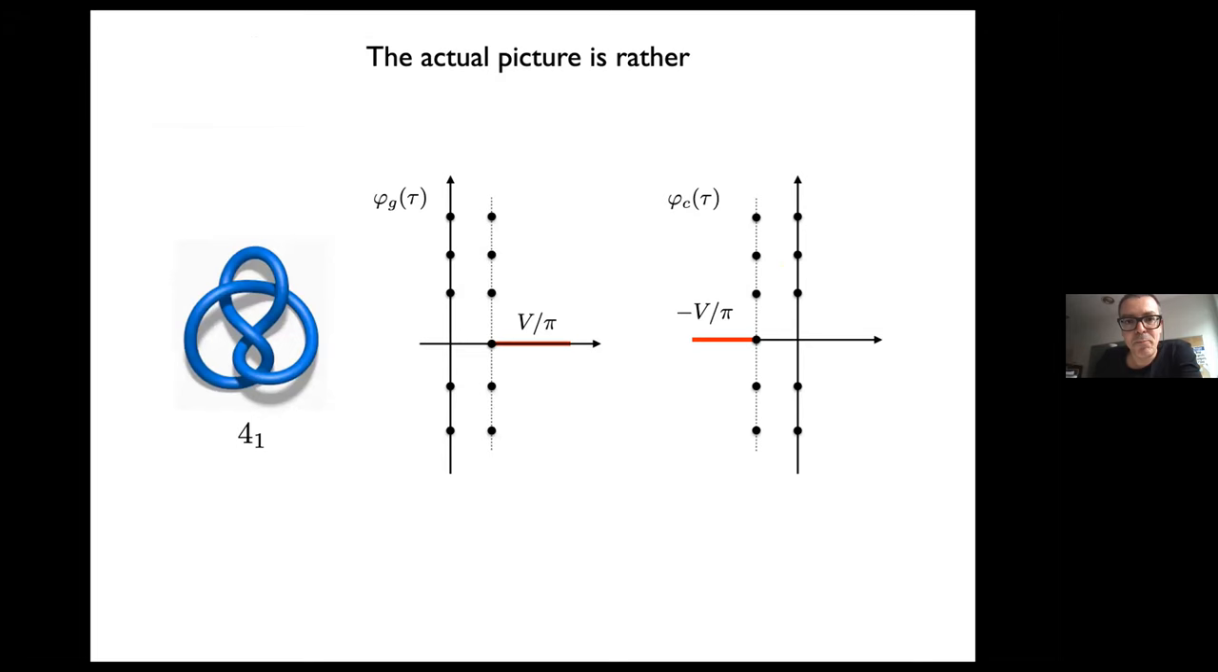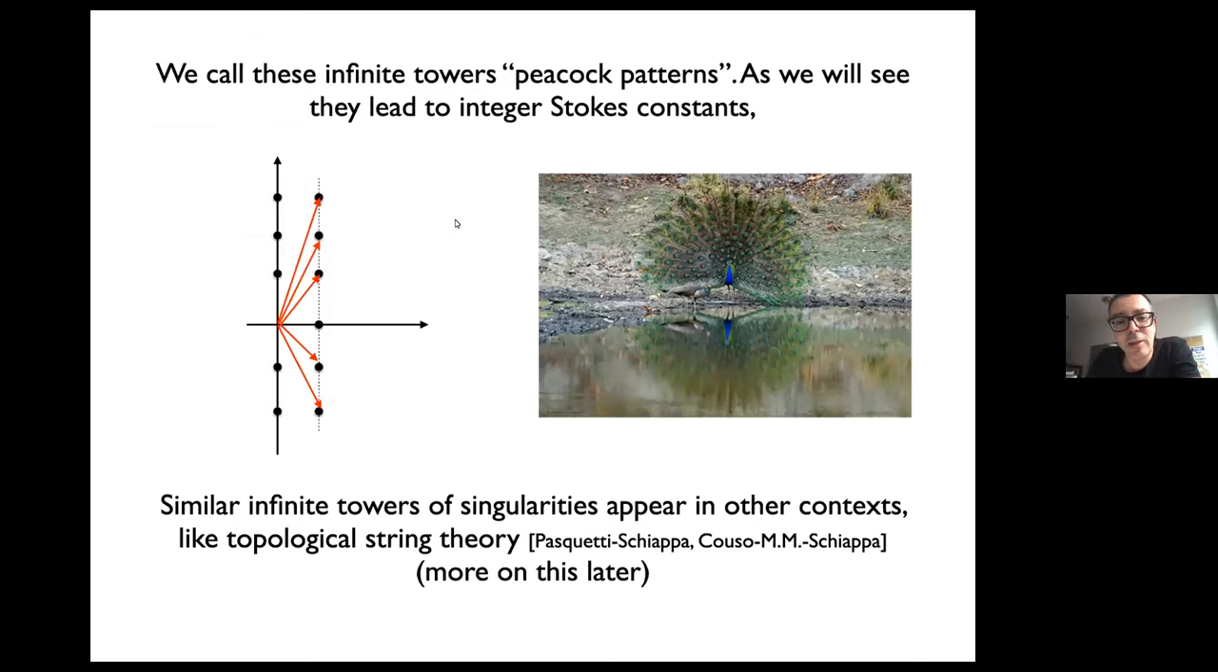So since these towers appear all the time, we thought that we should give them a name, and then we decided to call them Peacock patterns. This was proposed by Stavros Garoufalidis, one of our collaborators, because when you draw rays that go from the origin to these singularities, you seem to have the different feathers in a peacock. You see the eyes of the feathers look like the Borel singularities in the Borel plane. And actually the peacock should be put in front of a pond, because typically you have singularities both in the upper plane and in the lower plane.